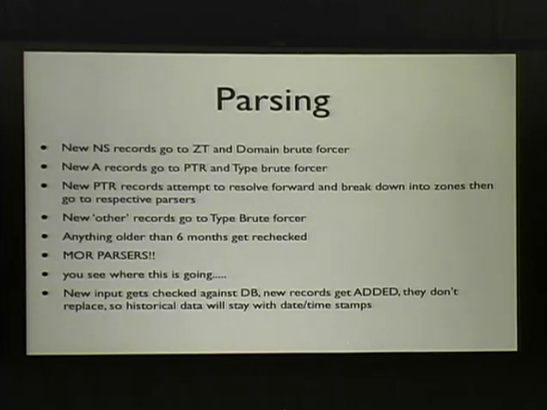It breaks it down into zones and does the respective stuff for those. Other record types, it automatically tries the brute force and tries to find all of those. Anything older than 6 months, it automatically rechecks. I'm adding more parsers all the time, and you can see where all this is going. Like, it takes up most of my time.